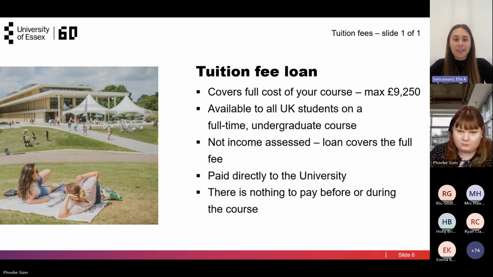The tuition fee loan is the main area of course cost, and the tuition fee loan covers the full cost of your young person's course, and the maximum a university can charge for this in the UK per academic year is £9,250. It is available to all UK students on a full-time undergraduate course, and it is not income assessed. So the tuition fee loan covers the full fee of the course that your young person will be studying when they're at university.